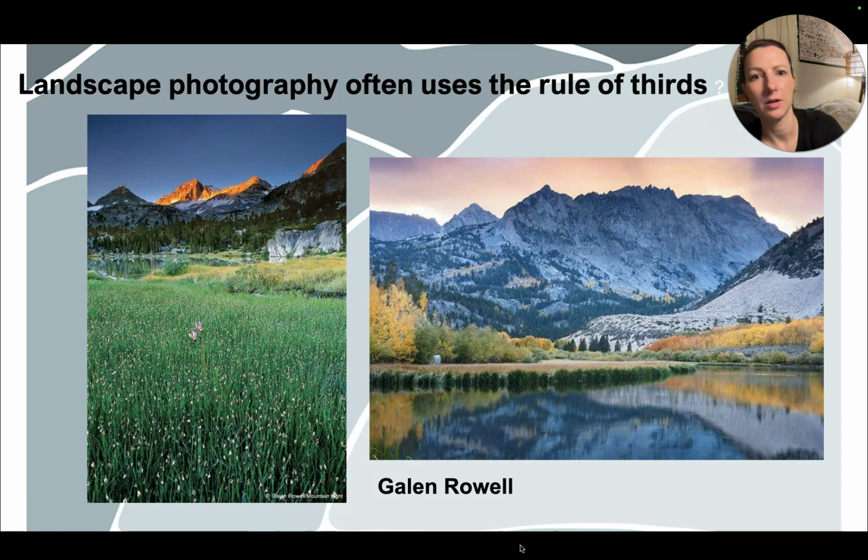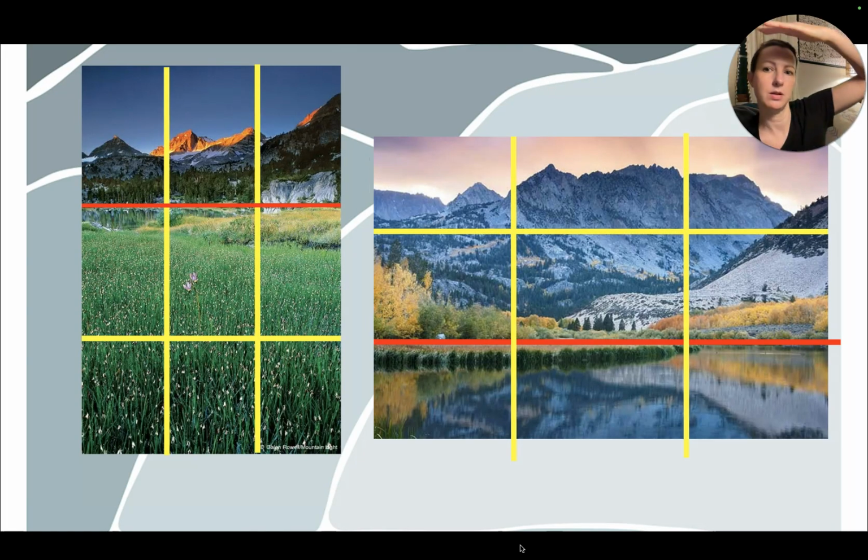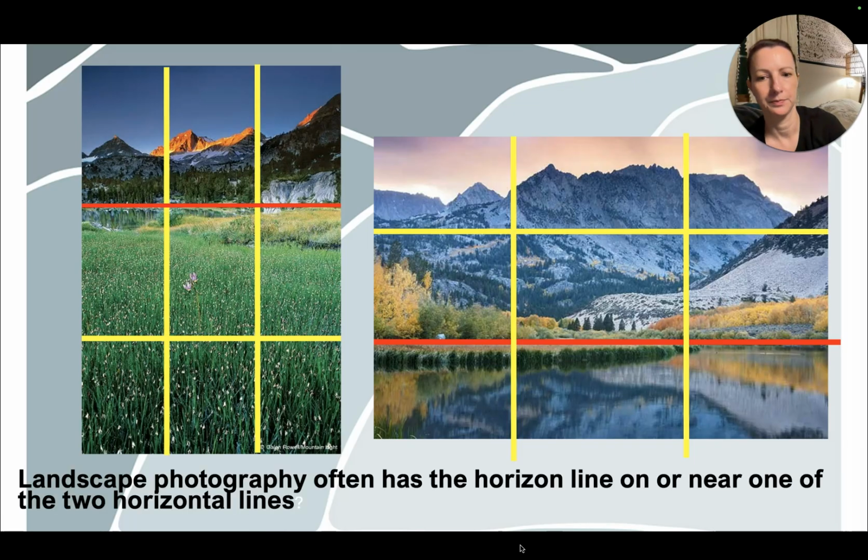Landscape photography often uses the rule of thirds, so we're thinking about horizon lines. You can have either a top weighted horizon or a bottom weighted horizon, so you're playing around with the amount of foreground or background in your work. When you're photographing a landscape, don't put your horizon line right in the center, because it'll look like you cut your image in half. So think about moving it up or down, depending on your subject.